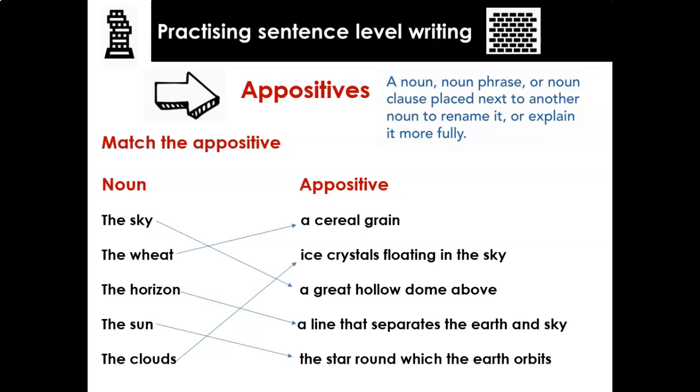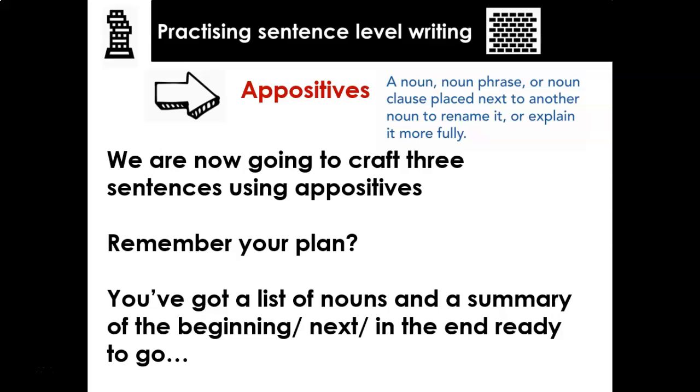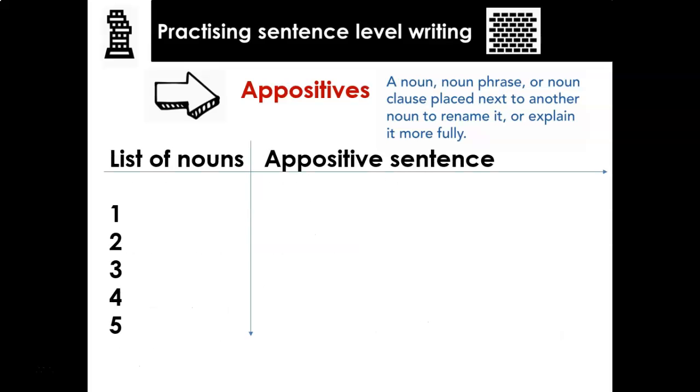So again, this is a nice way when you're planning and extending your plan for each of your nouns. Could you create an appositive to go with them? And that's what we're going to end with today, okay? So we're now going to craft 3 sentences using appositives. So remember your plan. You've already got on it a list of nouns and a summary of the beginning, the next, ready to go.